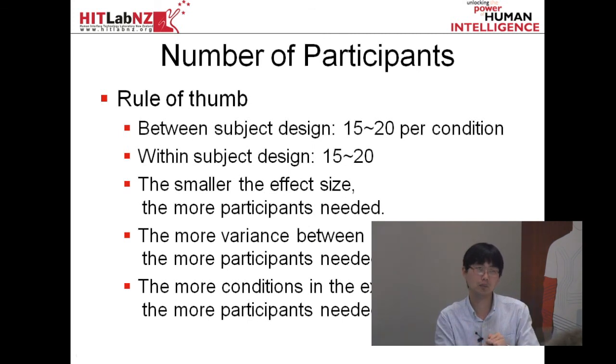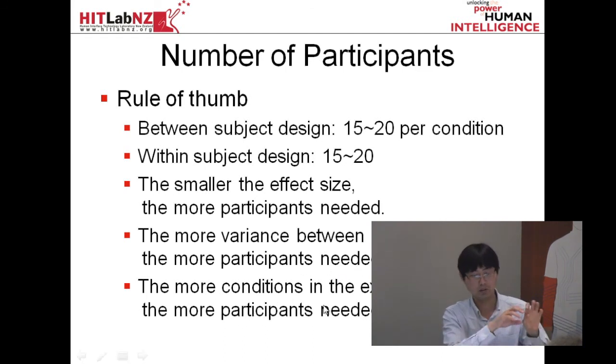And the smaller the effect size, which is the difference between the 2 values you are expecting, such as if you're expecting 1 second of difference in task completion time, compared to expecting 20 seconds of time difference, then the smaller the difference you're expecting, maybe you need more people, since it might have more chance of having larger variance between people. And in the same way, the more variance between the users you expect, then you might want to have more participants to get more statistically significant results.